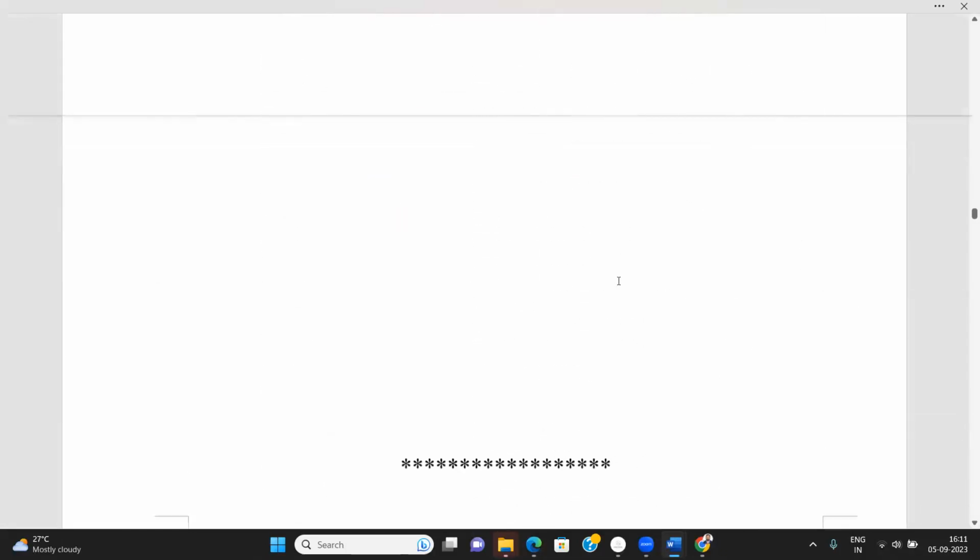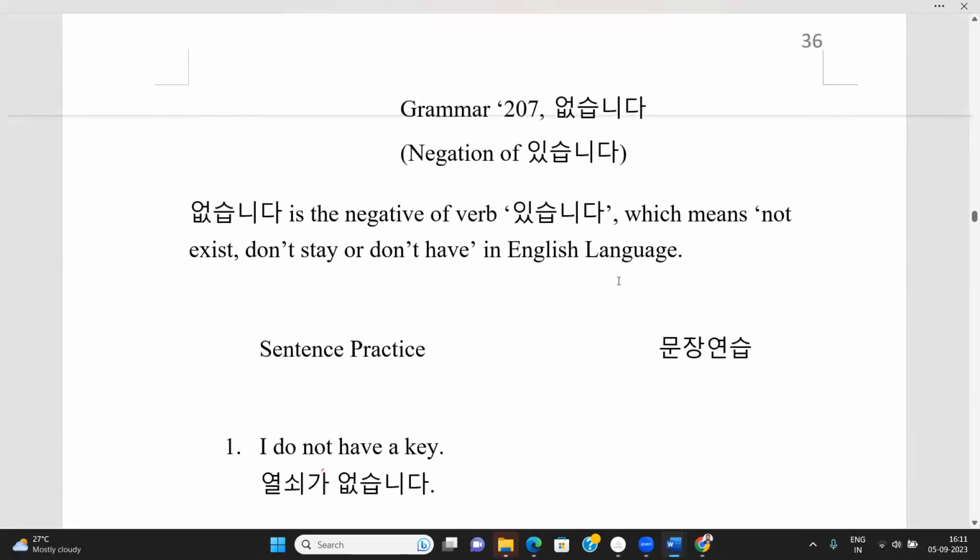Next, seventh chapter. Grammar 207. 없습니다. Negation of 있습니다. 없습니다 is a negative of verb 있습니다, which means not exist, don't stay, or don't have in English language. Sentence practice. 문장 연습.